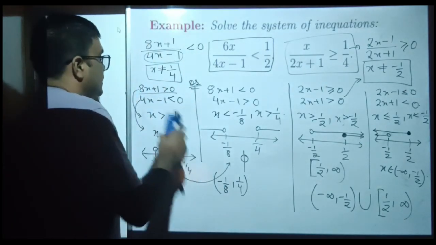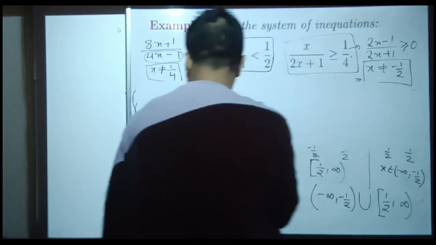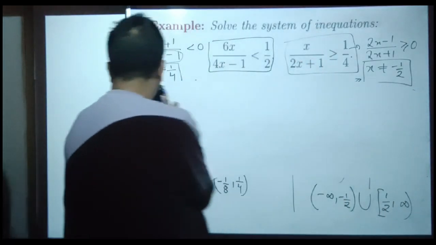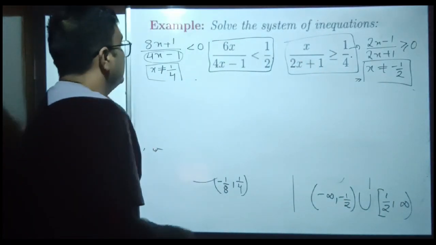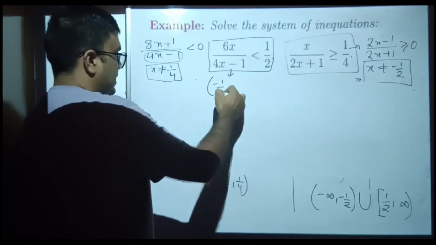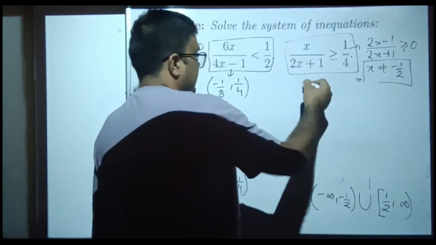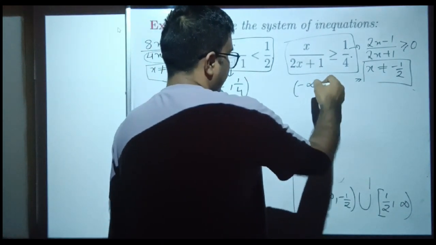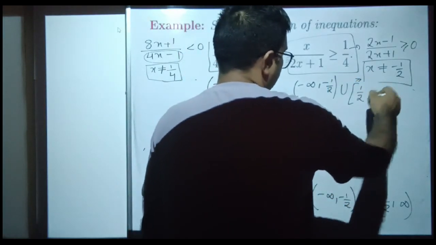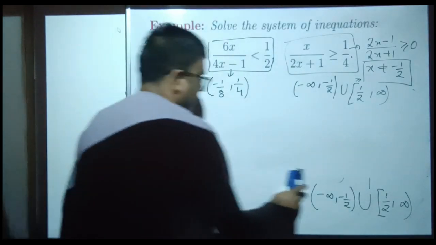Now, this thing we have solved. Now, what is the final answer? The solution set for this inequality is (-1/8, 1/4). The solution set for this other inequality is (-infinity, -1/2) union (1/2, infinity). This is the answer we have obtained till now.